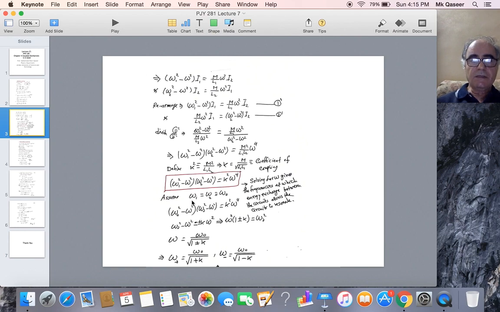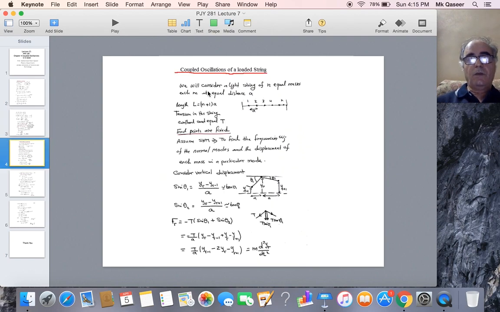Now a special case is omega 1 equals omega 2 equals omega 0. That's L1 equals L2 and C1 equals C2. In this case, we have two modes. The first one is omega 0 over the square root of 1 plus k, and the second one is omega 0 over the square root of 1 minus k.